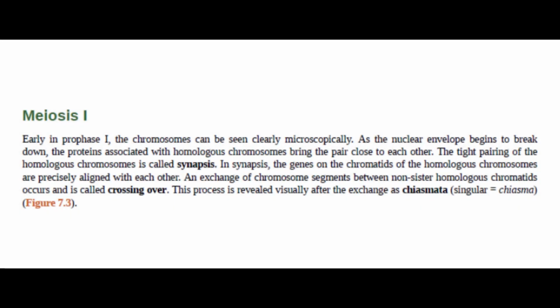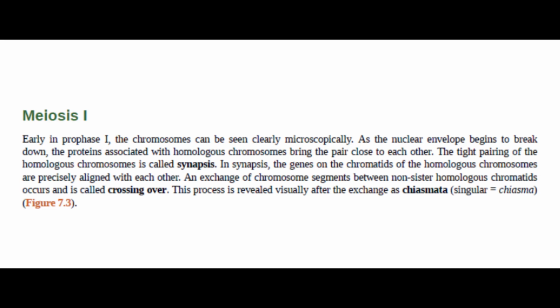Meiosis I. Early in prophase I, the chromosomes can be seen clearly microscopically. As the nuclear envelope begins to break down, the proteins associated with homologous chromosomes bring the pair close to each other. The tight pairing of the homologous chromosomes is called synapsis. In synapsis, the genes on the chromatids of the homologous chromosomes are precisely aligned with each other. An exchange of chromosome segments between non-sister homologous chromatids occurs and is called crossing over.